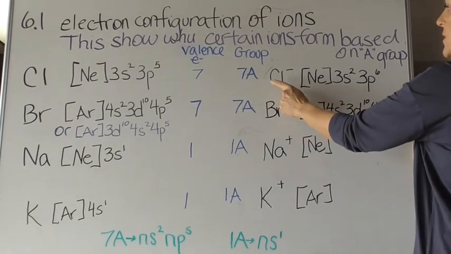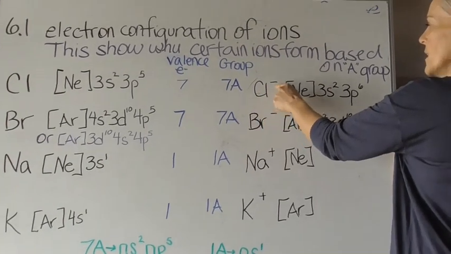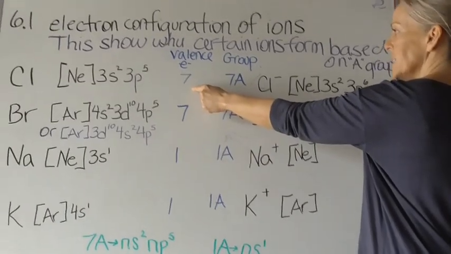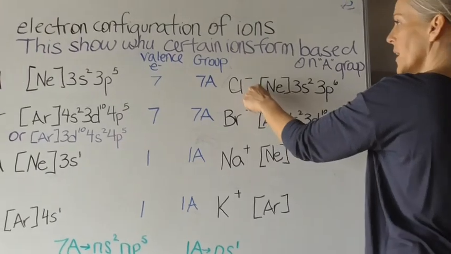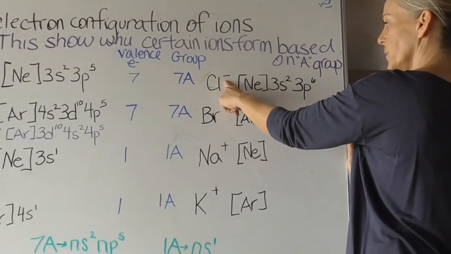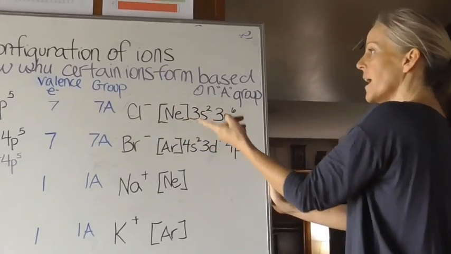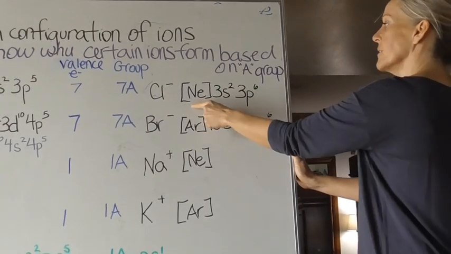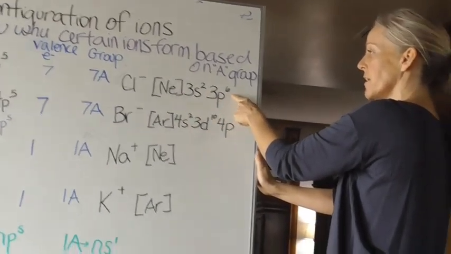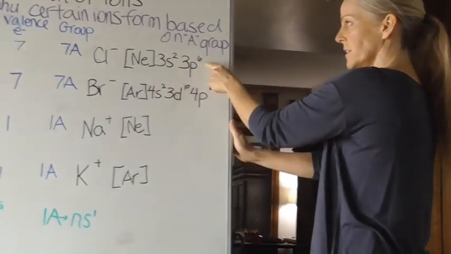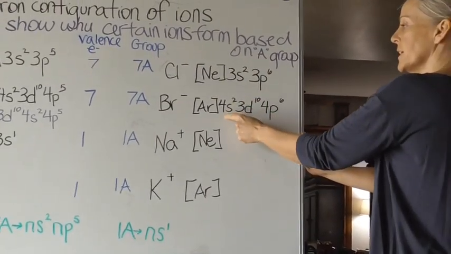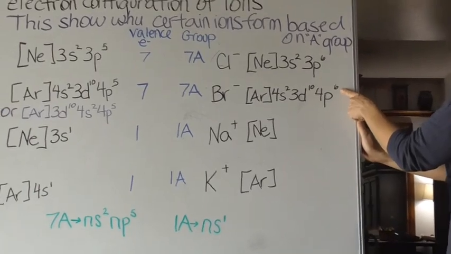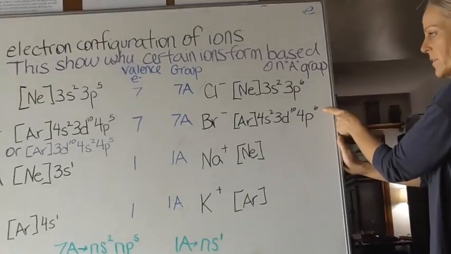So if I do the chloride ion, it forms because if it has 7 valence electrons and it wants 8, it needs to gain an electron, which is why it goes from the neutral chlorine over to the chloride ion. If we add an electron to make it more stable, we show that in the electron configuration. So now that P shell is full, it has 8 valence electrons, which is stability. If you look here, it's the same thing. That extra electron got added into the P shell to make it full because that's more stable.